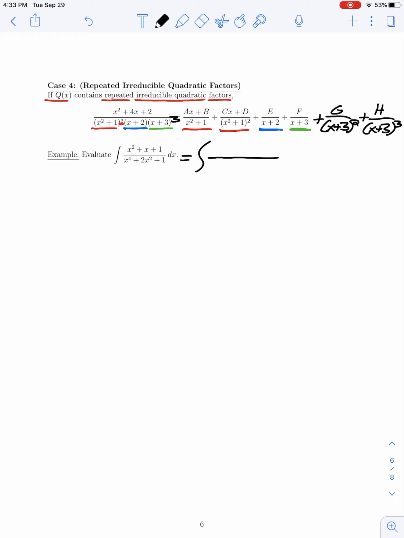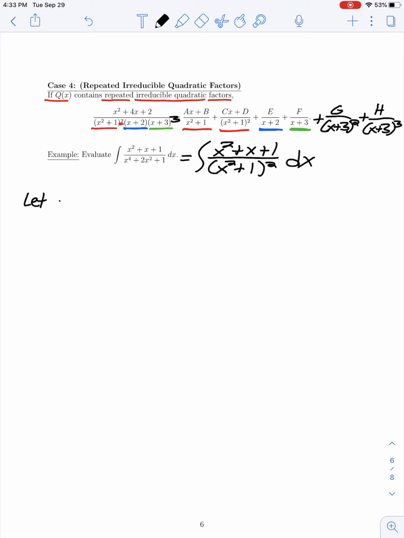So the method of partial fractions requires us to first factor our denominator as far as possible. And here, the denominator, x to the fourth plus 2x squared plus 1, can be factored as x squared plus 1 quantity squared. And that x squared plus 1 expression is then an irreducible quadratic. This cannot be factored any further. So we see that our denominator involves this repeated irreducible quadratic factor.